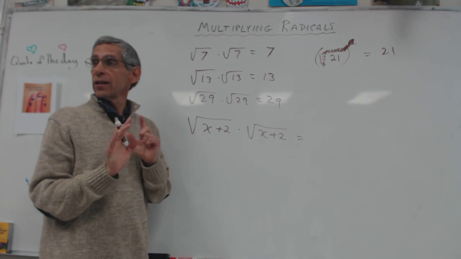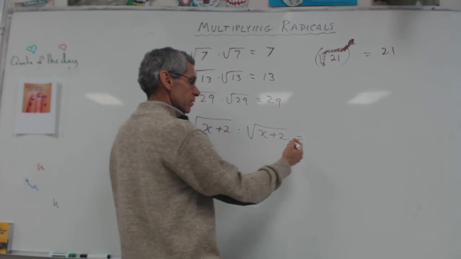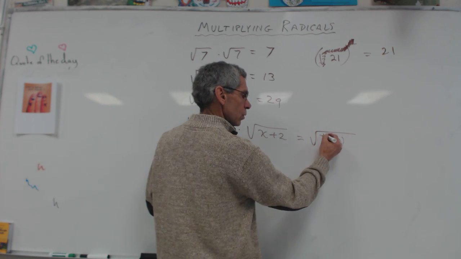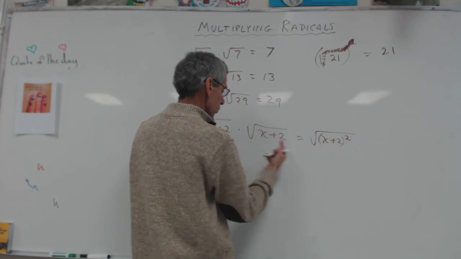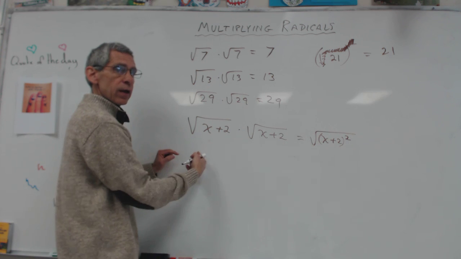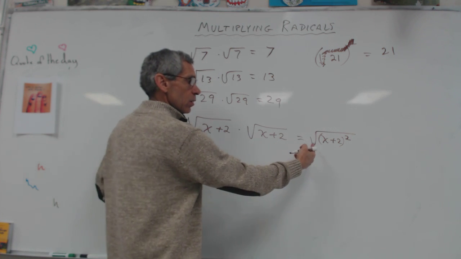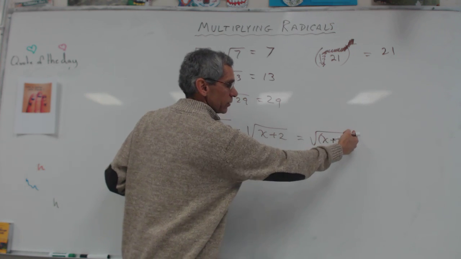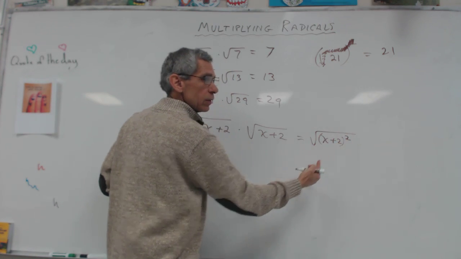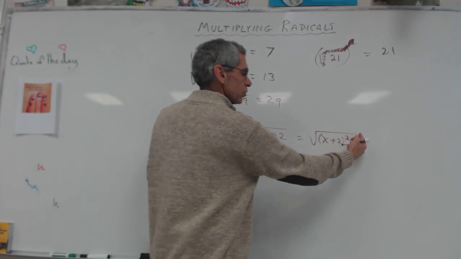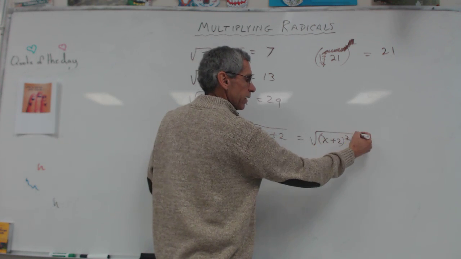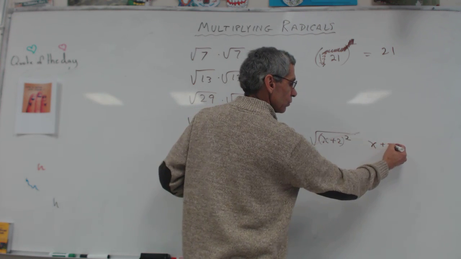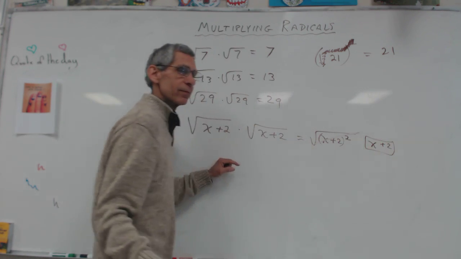So let's write it the long way just for a second and see. That's the same as saying the square root of x plus 2 squared. Isn't that the same thing? What does a square root do to a square? It cuts it in half. So the square root is cutting the square in half. Therefore, it's going to come out as x plus 2. You were right, Bella. We win.